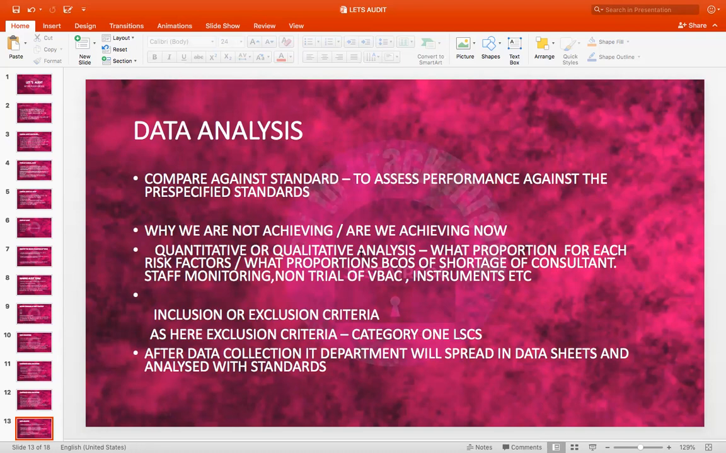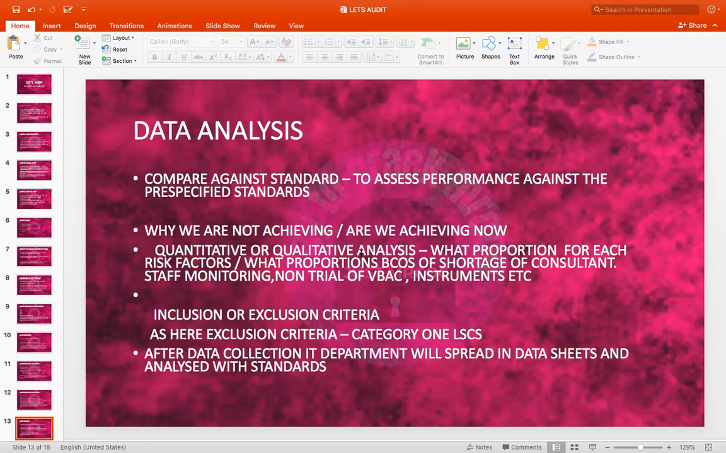In this case, like in the cesarean case, the quantitative analysis would be what proportion for each risk factor, and qualitative would be the increased cesarean section related to the shortage of consultants, staff monitoring, non-trial of VBAC, instrument, etc. So quantitative would be for each risk factor, what is the proportion? I mean to say, for malpresentation, how many cesareans? For previous cesarean, how many cesareans? For maternal request, how many cesareans? For second stage cesarean, how many cesareans? So these are the quantitative.